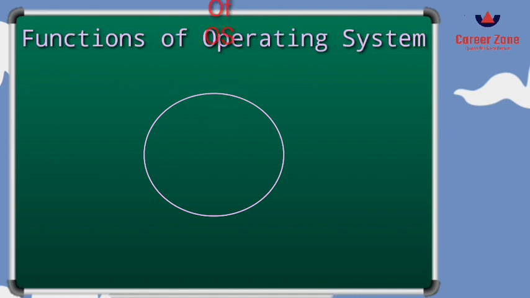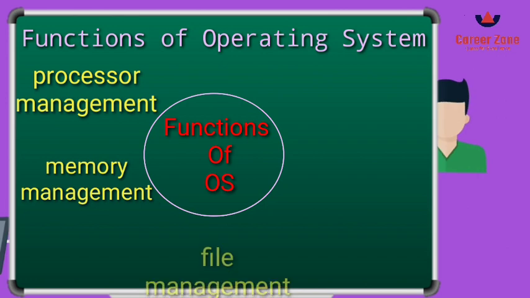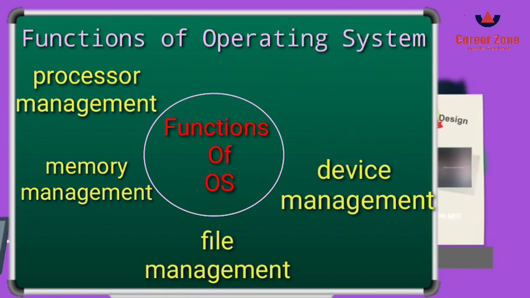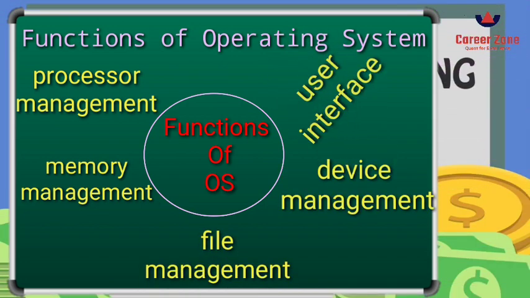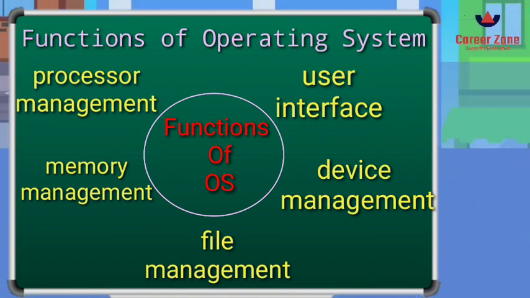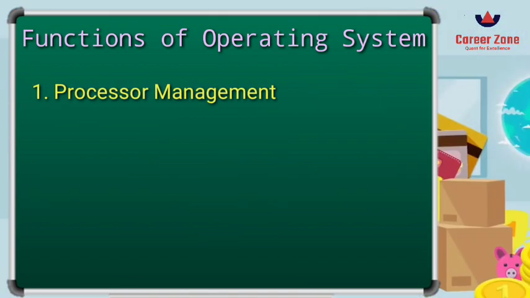Today we will be discussing the functions of the operating system. We have already discussed the different types of operating systems. So today let us look into the different functions of OS. The first one is processor management.